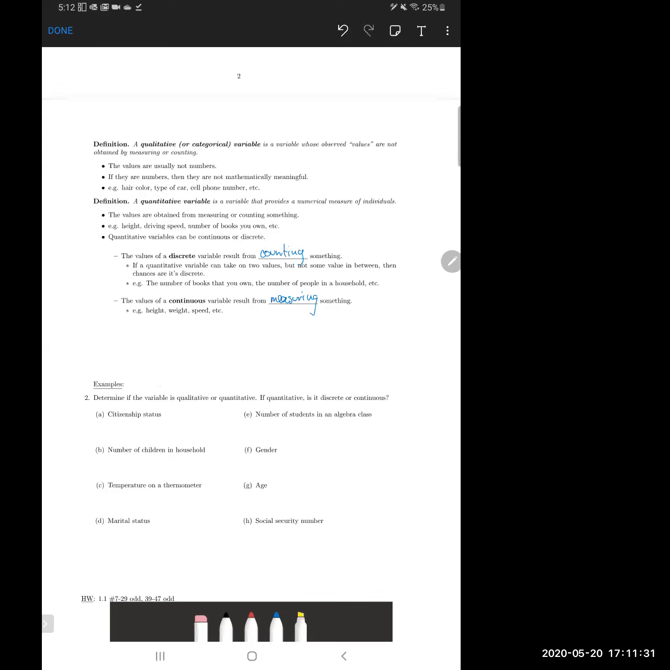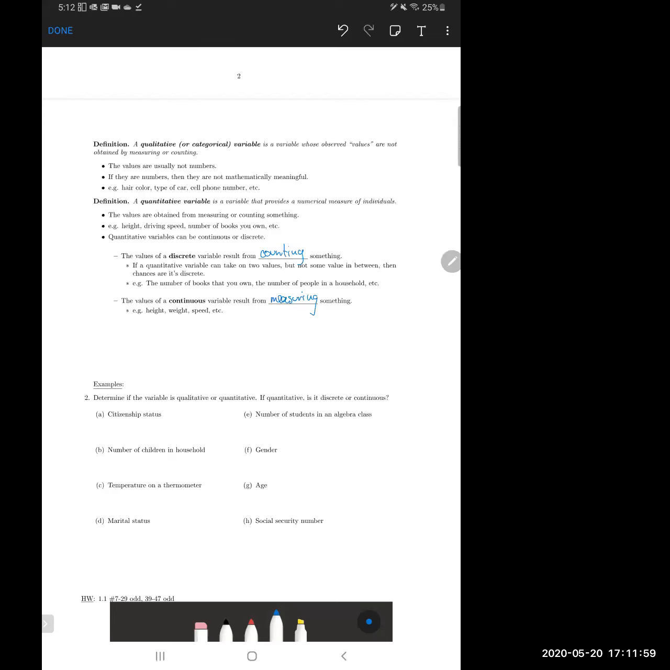Here's one last set of example problems. So again, go ahead and pause the video and see if you can work these out. It says determine if the variable is qualitative or quantitative. If it's quantitative, then also determine if it's discrete or continuous. Okay, so go ahead and give the video a pause and see if you can do that. Okay, so here are my solutions.